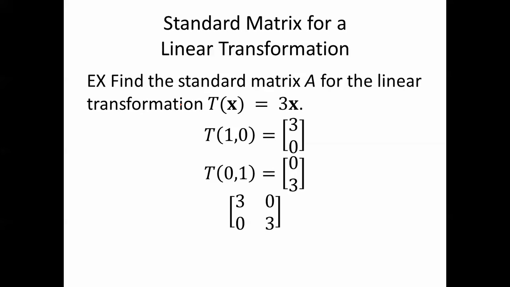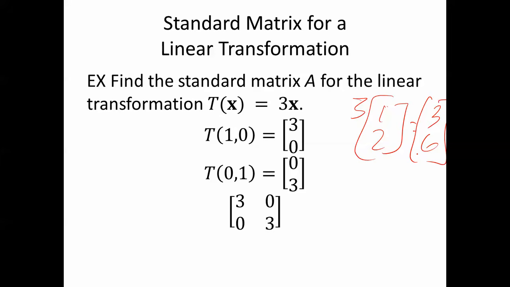So here's an example. Find the standard matrix A for the linear transformation T of x equals 3x. So T of x equals 3x. In other words, this transformation would multiply a vector by 3. So 3 times, let's say, 1, 2, would give you 3, 6. Okay, that's the transformation we're talking about.